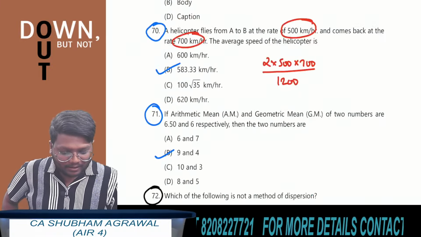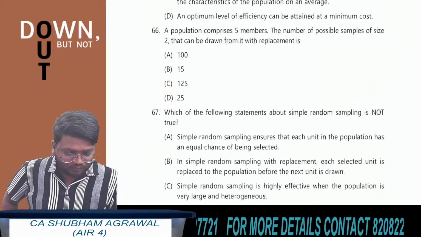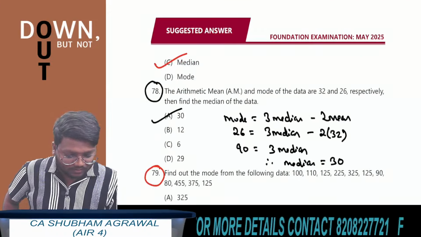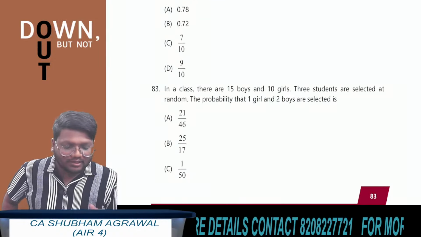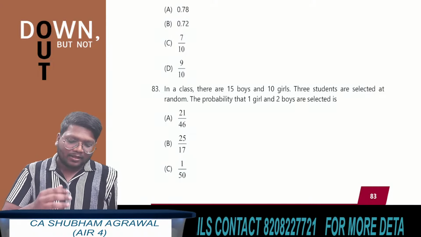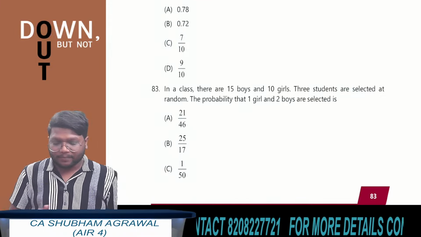Okay. All the questions which they have asked from measures of central tendency and dispersion, all these questions are very simple questions. Okay. Now we are solving questions of probability. Okay. And I will also take questions of permutations and combinations along with probability.